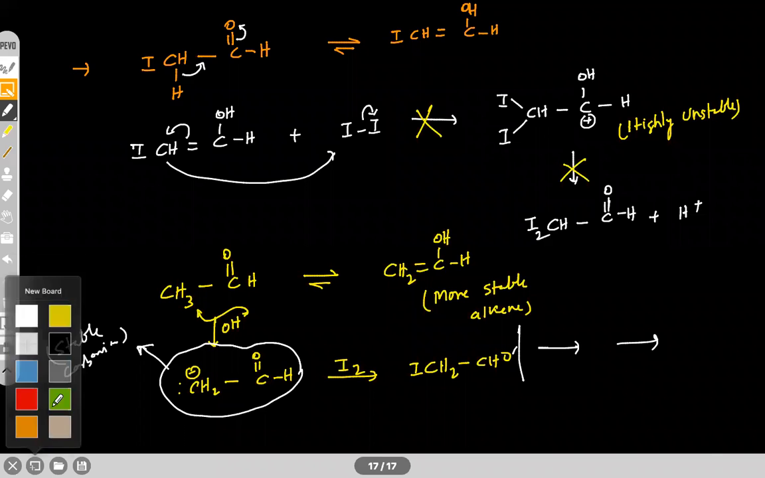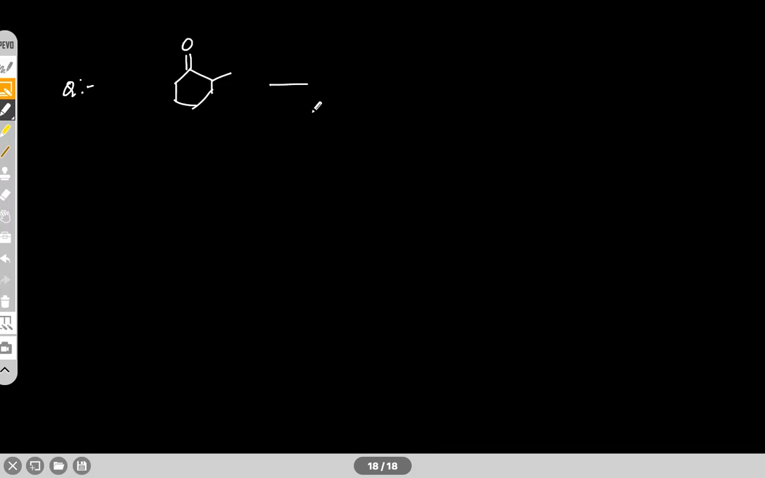Now you look at some examples on this. Okay. Write down the product here. The molecule given is this. This is I2 with NaOH, basic medium, and one equivalent we are considering. This is I2 with H plus, one equivalent. Write down the product in the two reactions.